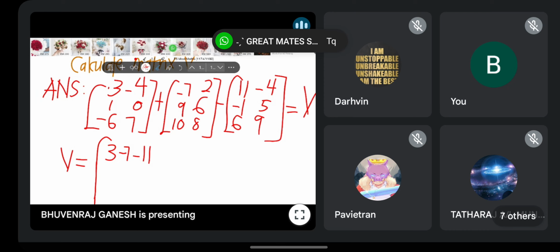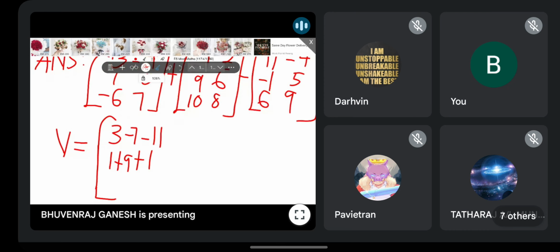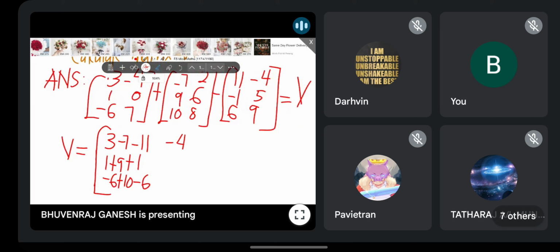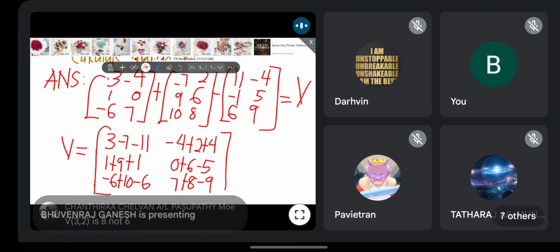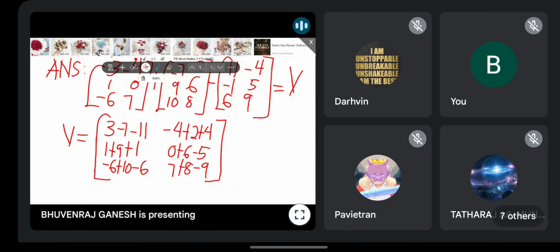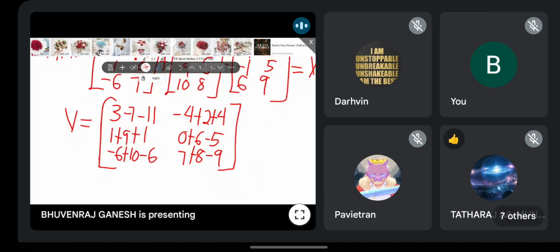3 minus 7 minus 11. 1 plus 9 plus 1. Negative 6 plus 10 minus 6. This one is a 3 times 2 matrix. So negative 4 and then plus 2 plus 4. 0 plus 6 minus 5. And then 7 plus 8 minus 9. Guys, until here, can you all follow how I do the working? Just compare the same elements with the same row and column. Then you will get what I show here.